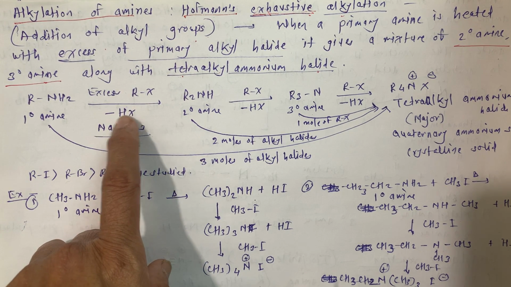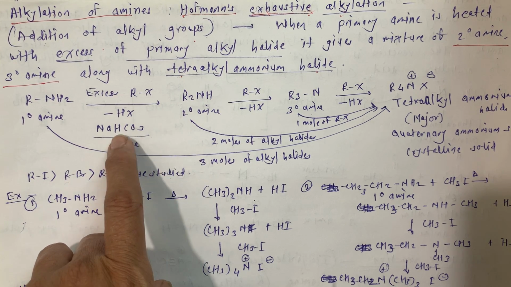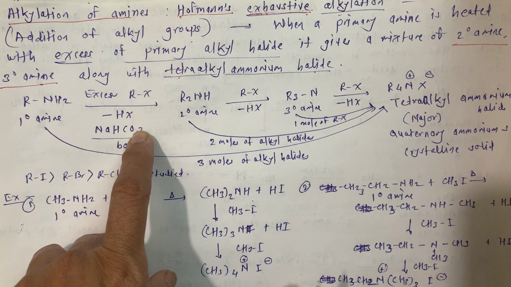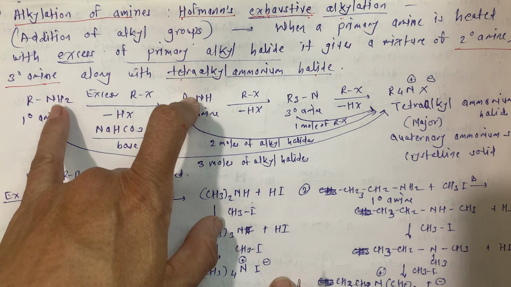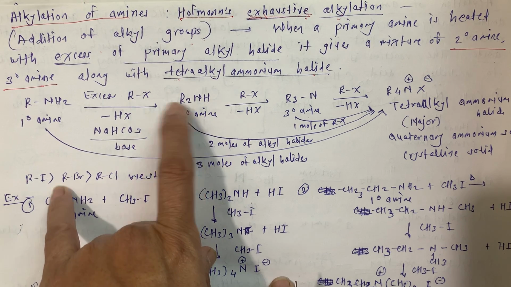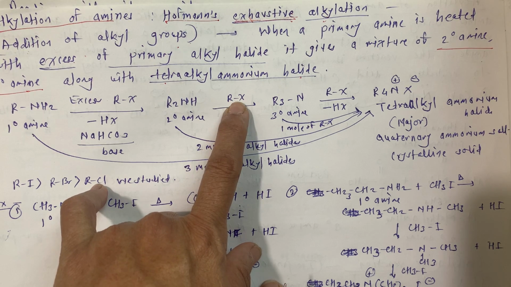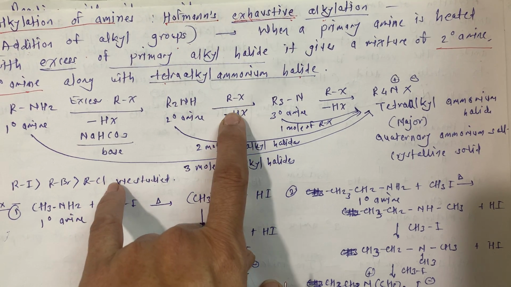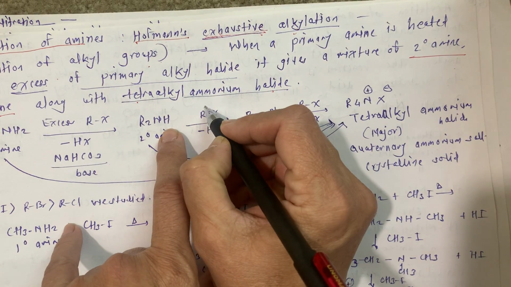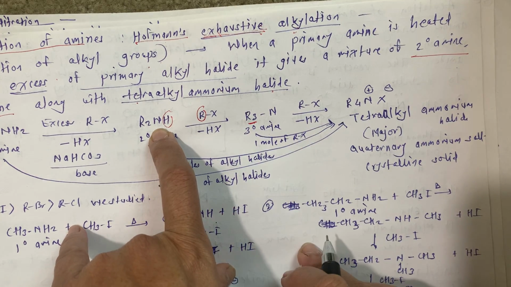Now here we are going to remove HX, so we are writing minus HX. Here also we need a basic medium, so we use sodium bicarbonate. Then one of the H is replaced by R, so there is formation of R NH while HX is removed. In the next step, another molecule of RX reacts, HX is removed, and another H is replaced by R. So now here it is R3N.